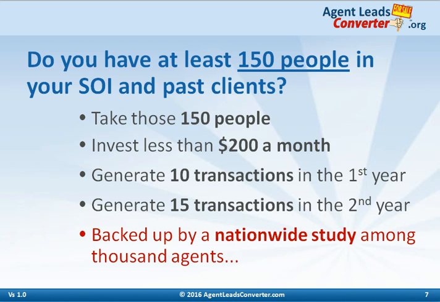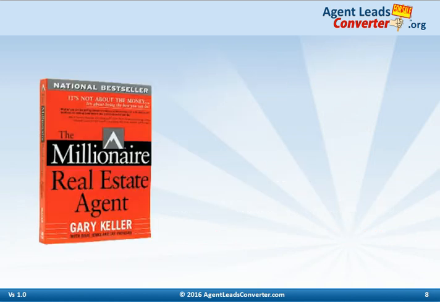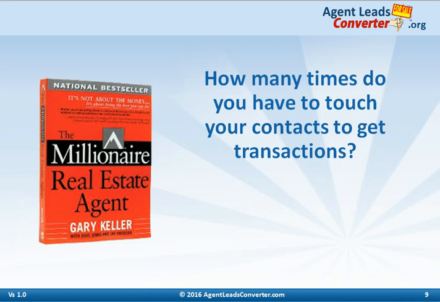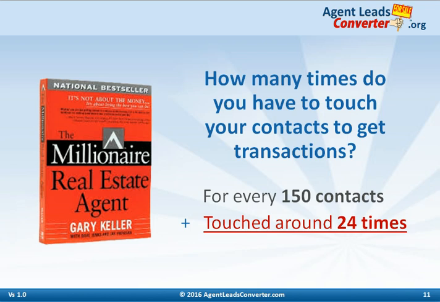So let's start with a study and back this thing up. In the nationwide best-selling book, The Millionaire Real Estate Agent, it quotes a study by a large national real estate firm that conducted a survey of several thousand of its real estate agents across the country. They posed the question, how many times do you have to touch your contacts to get transactions? And here's what they found. For every 150 contacts you have, such as your sphere of influence or past clients, and you touch them about 24 times or so, you will generate an average of 25 transactions.